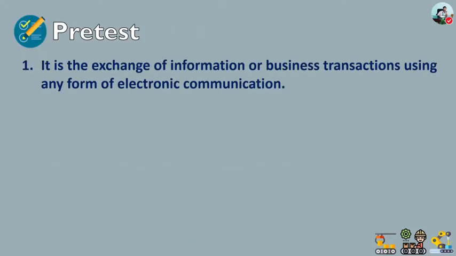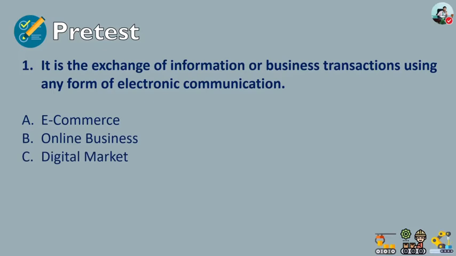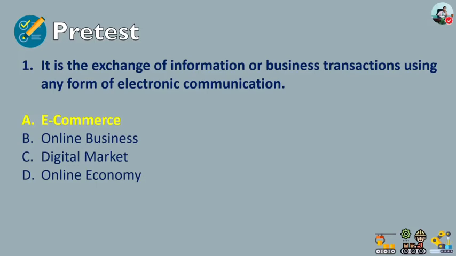Before we have our formal discussion, we will have a pretest first. Number one, it is the exchange of information or business transactions using any form of electronic communication. A. E-commerce. B. Online business. C. Digital market. Or letter D. Online economy. So the answer for number one is e-commerce.